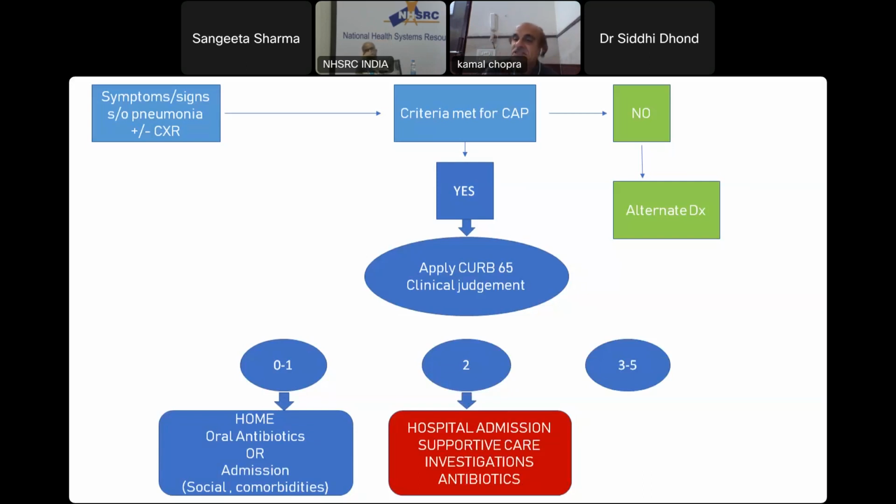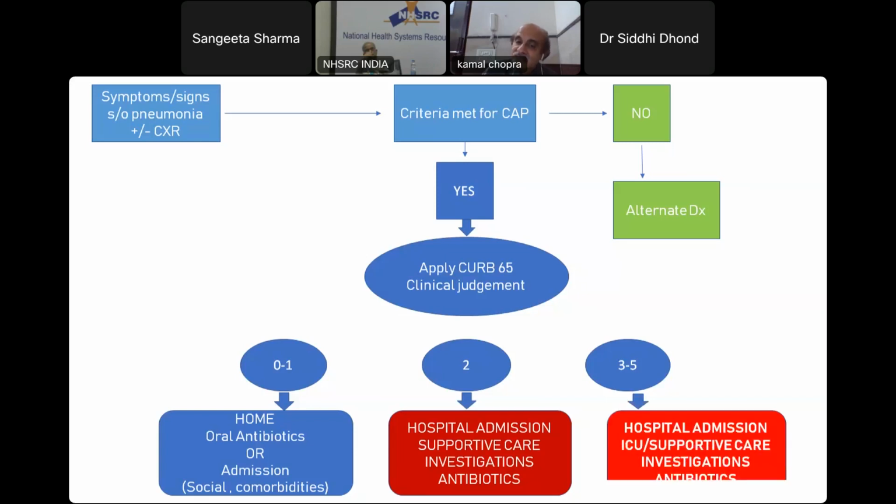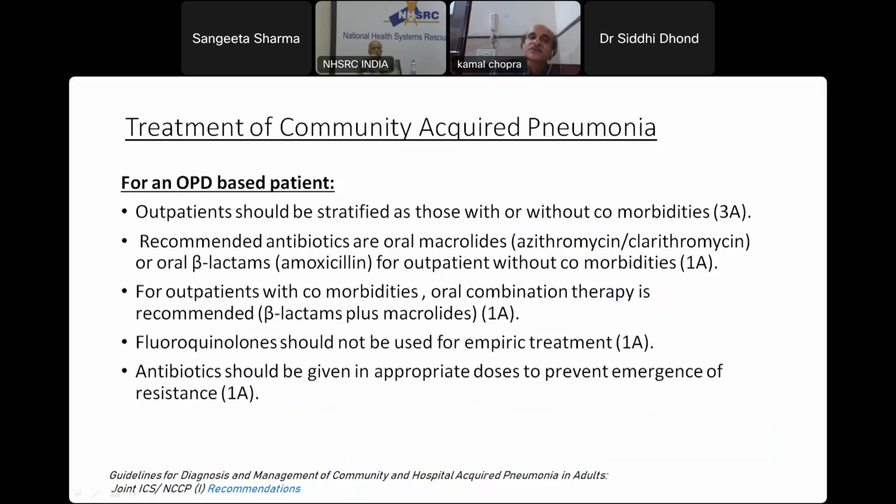If it is 3 to 5, meaning 3, 4, or 5 scores are there, then such a patient needs hospitalization with ICU facility. So these patients should be admitted initially in ICU, investigations to be done, and antibiotics to be given as per the culture sensitivity report. So the CURB-65 score helps us in assessing the severity of the disease and guiding us for the treatment. So treatment of community-acquired pneumonia should be done as OPD-based patient treatment.